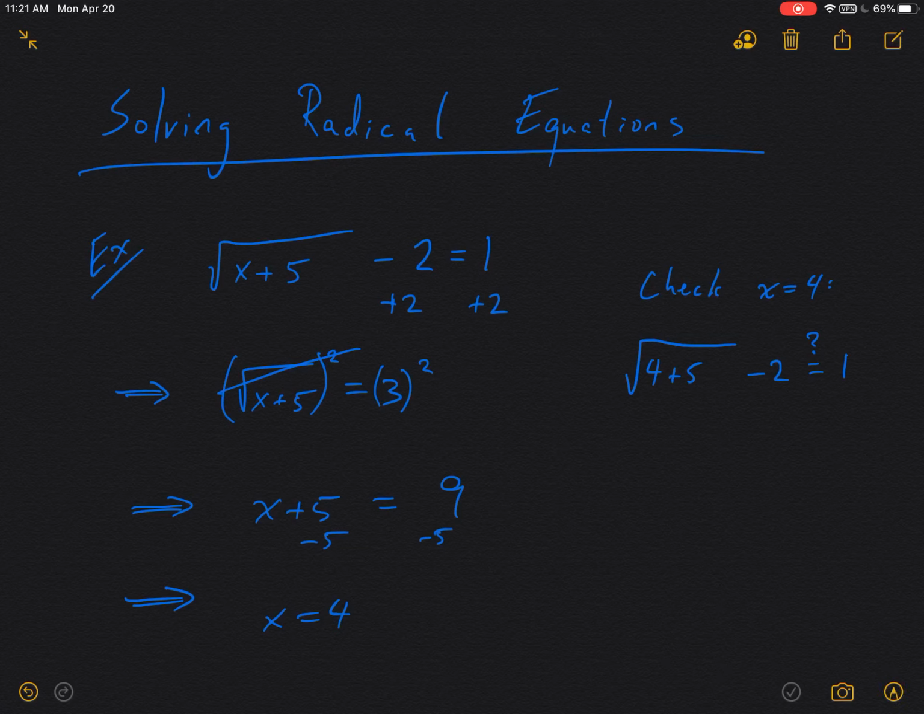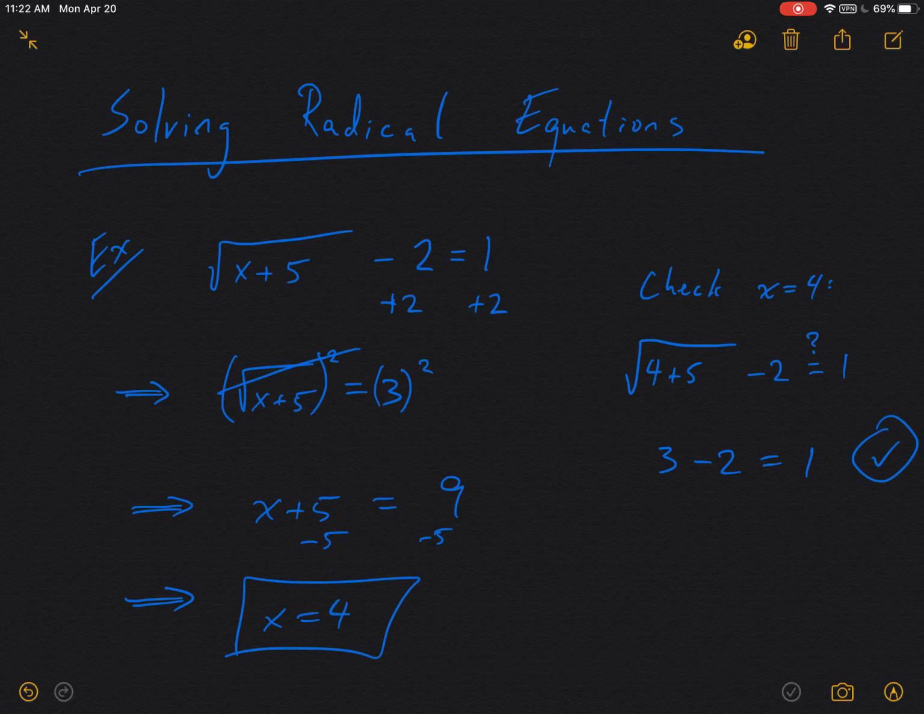What I like to do is put a little question mark above the equal sign if I'm just checking that these two sides are balanced, but you can also just evaluate each side separately. And then on the left side, what we have is a square root of 9, which is 3, minus 2 equals 1, and this does indeed work. So that means that our solution in this case is x equals 4.